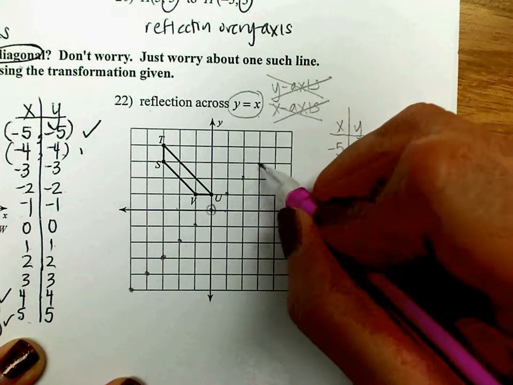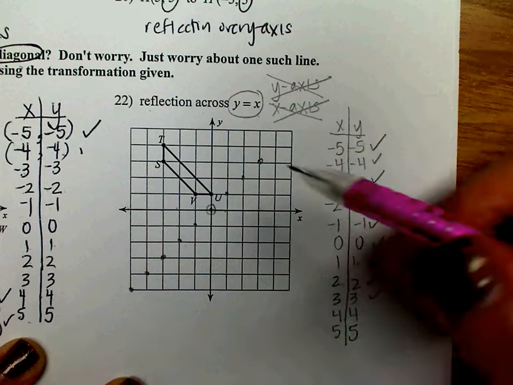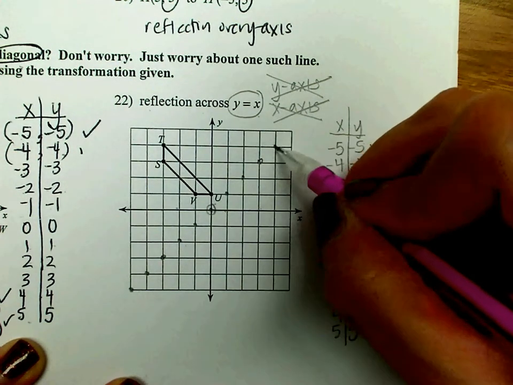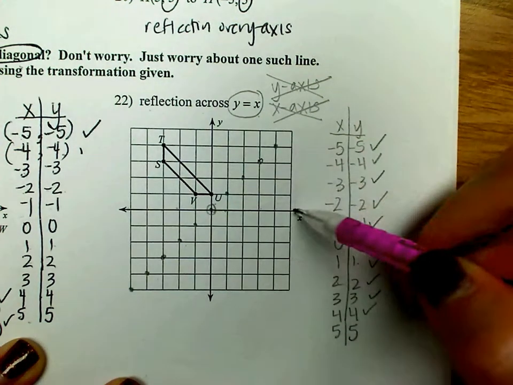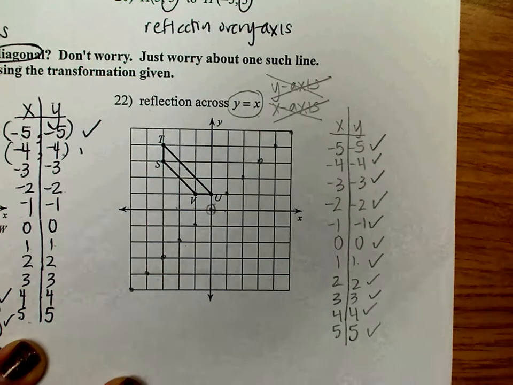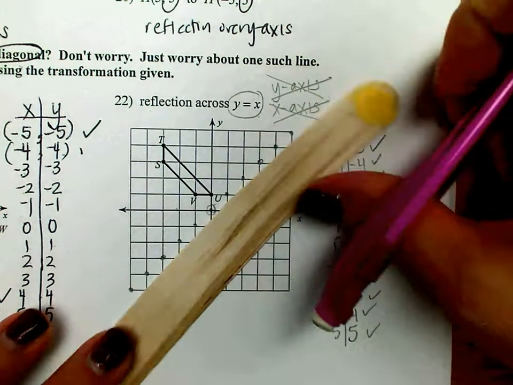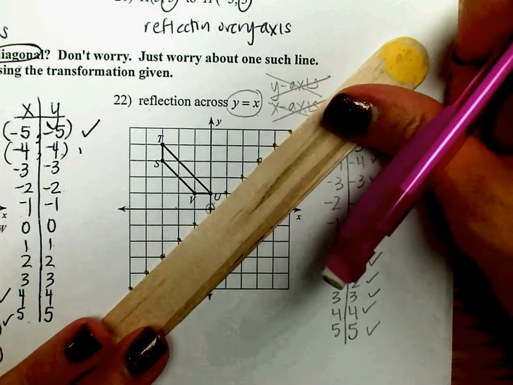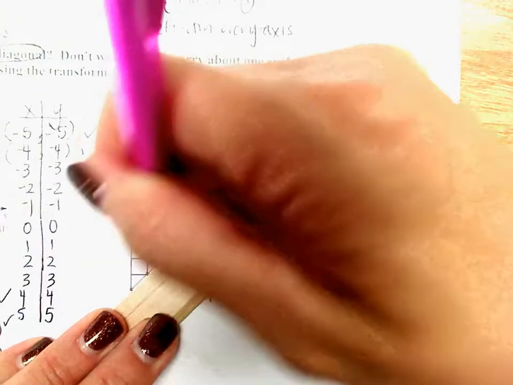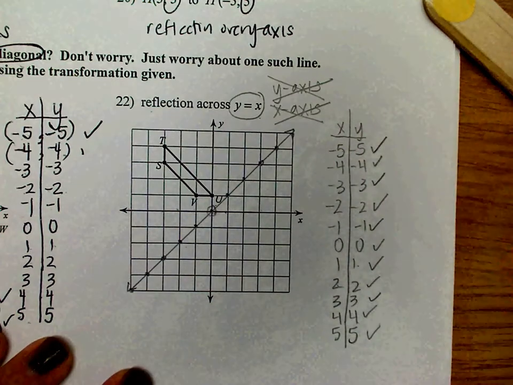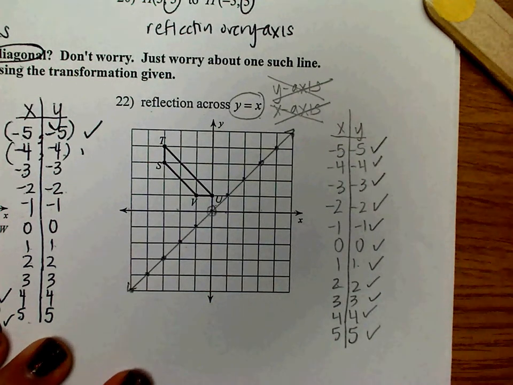Now if I'm ever going too fast, you can always rewind. Right 4, up 4, and then right 5, up 5. There we go. Then I'm going to go ahead and draw my line. I'm going to use one of my popsicle sticks here. You can use any straight edge. And I'm going to draw my line here. So now this is what it reflects over. Now, I'm going to show you with my patty paper what that might look like.